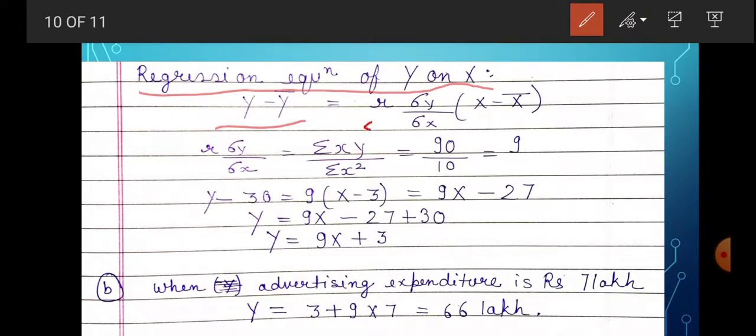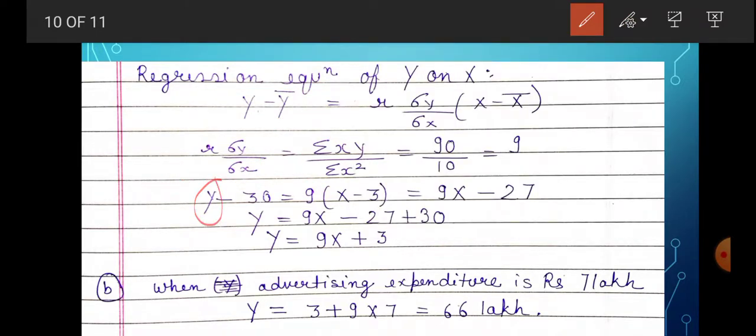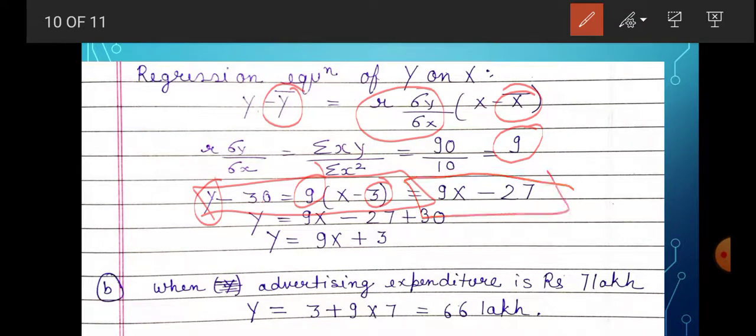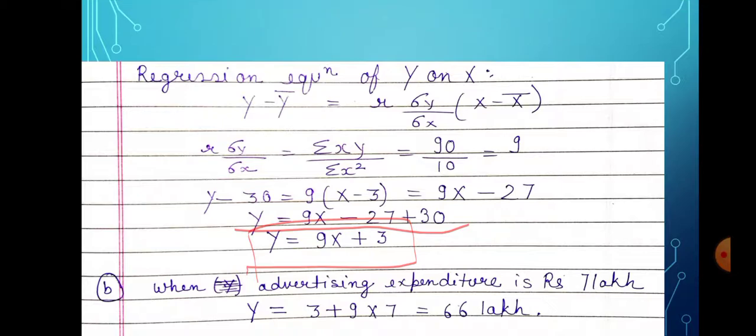So y minus y bar equals r sigma y by sigma x times (x minus x bar). r sigma y by sigma x can be found with the help of this formula only, and when we substitute all the data, we'll get 9. Now substitute it: y bar is 30, r sigma y by sigma x we have got 9, and x bar is 3, so I have written 3 here. Now you calculate all these, you will get 9x minus 27. After calculation, you will get y is equal to 9x minus 27 plus 30. So y is this.